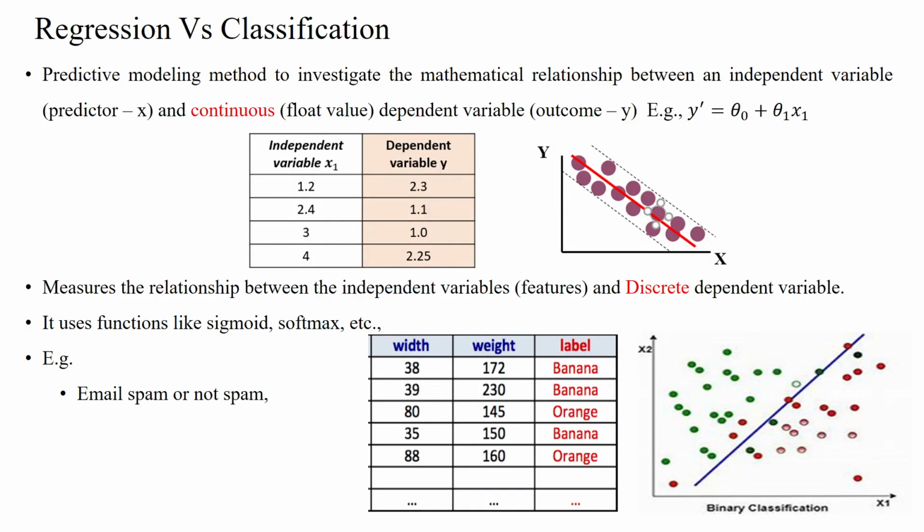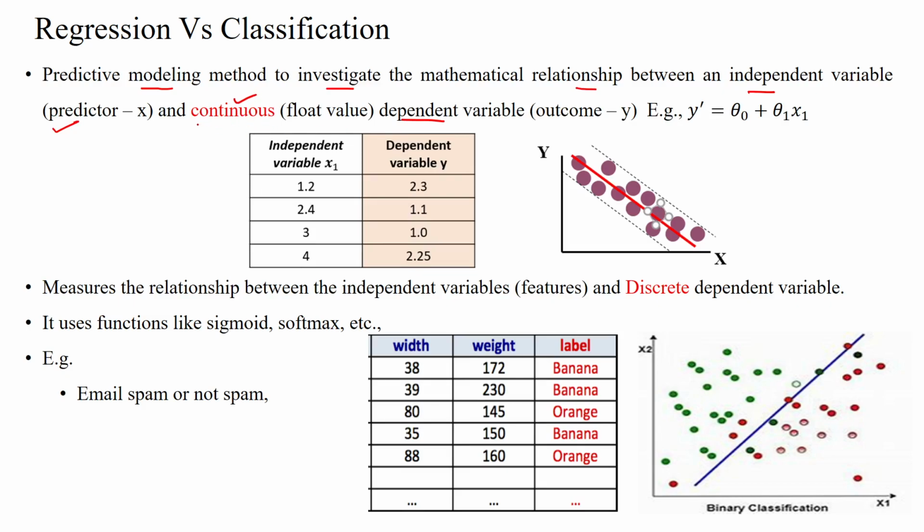Hi, here we will see the difference between regression and classification. Regression is one of the predictive modeling approaches to investigate the relationship between independent variables and a dependent variable. Here the independent variables are called predicting variables, and the dependent variable is called the continuous variable.